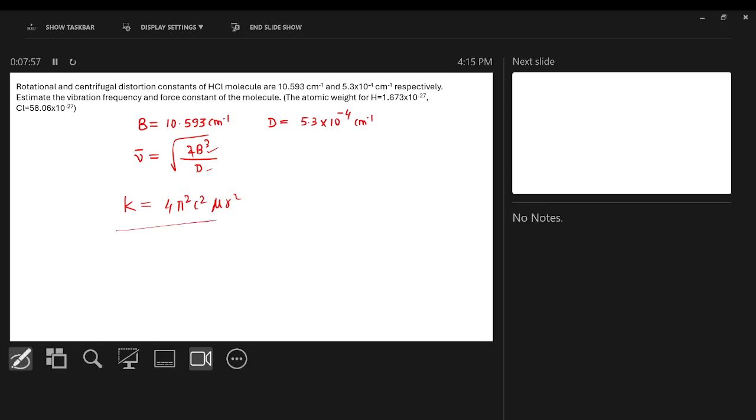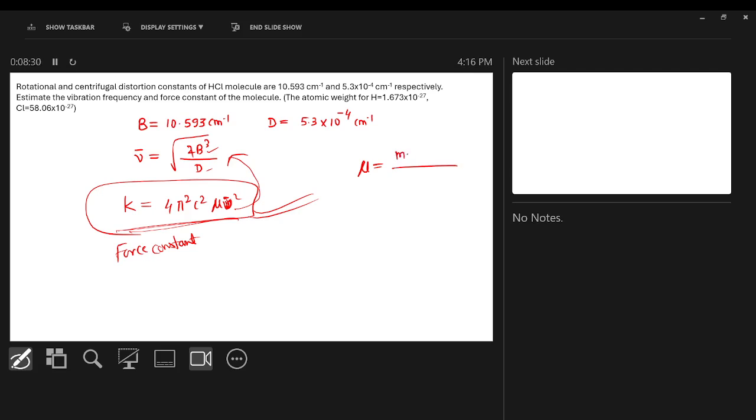So from this expression, it's not r, it's nu square. Using this expression you can calculate this force constant. This is force constant. So this nu we can get from here, and this we can plug in here. And reduced mass can be calculated.